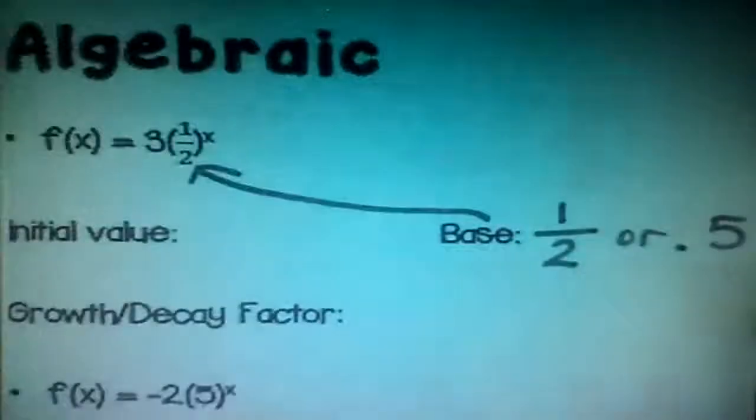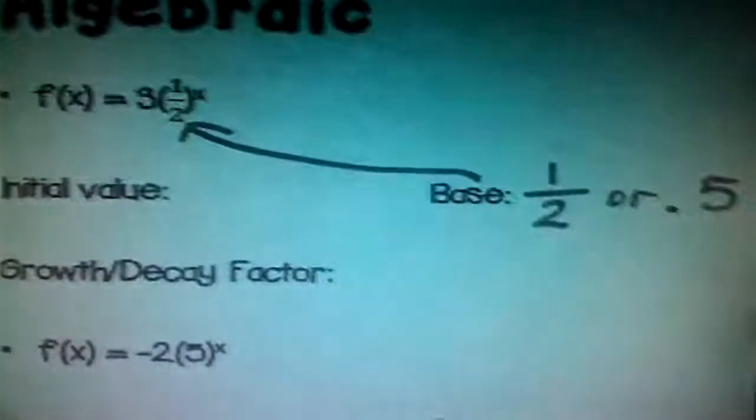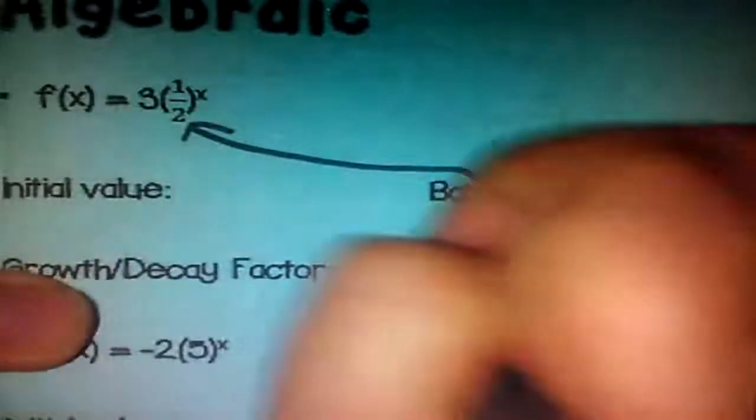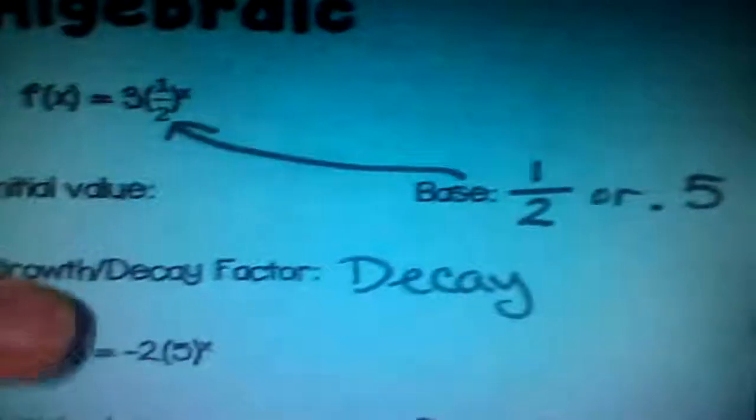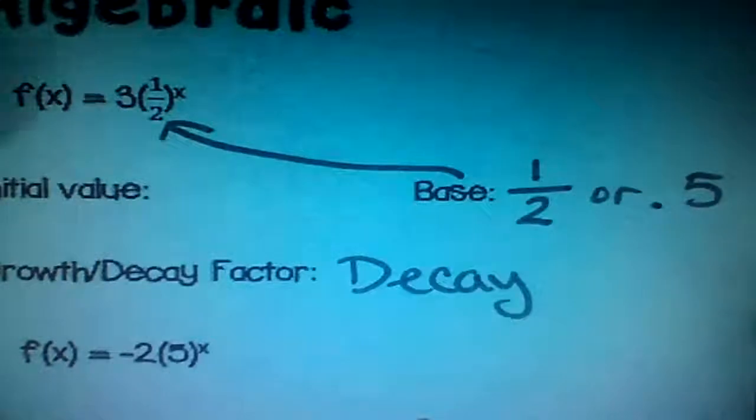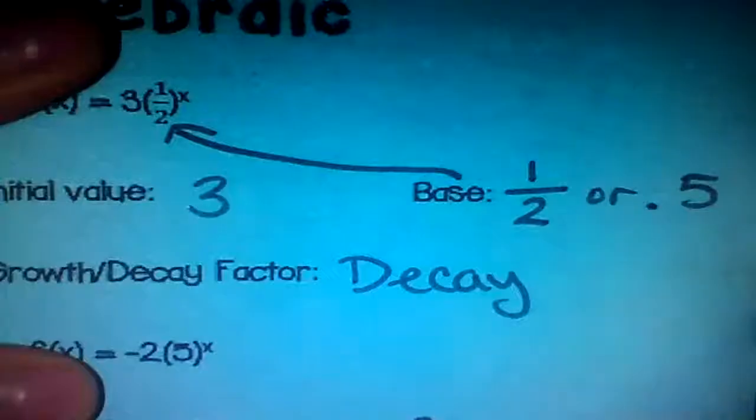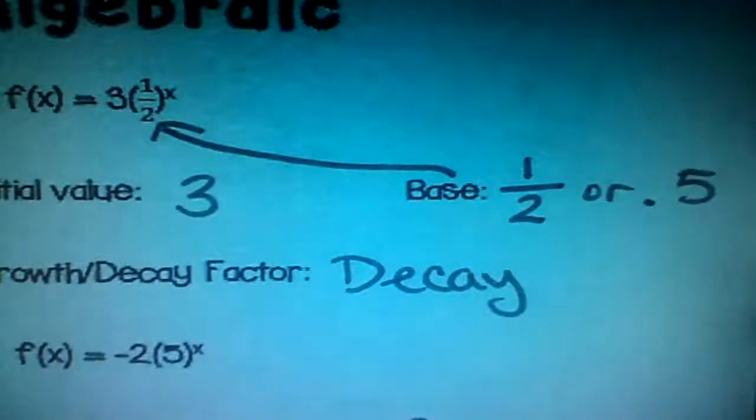My base is 1/2 or 0.5, which means I have decay. The initial value is 3. My initial value is 3. So what this is saying to you is you start with like 3 things, and every time it's being cut in half.